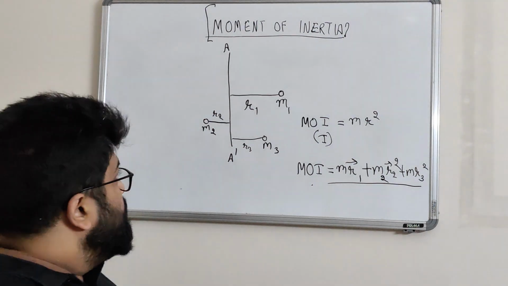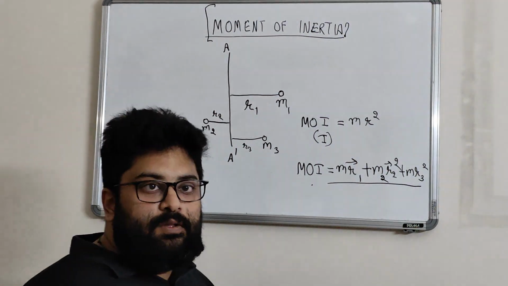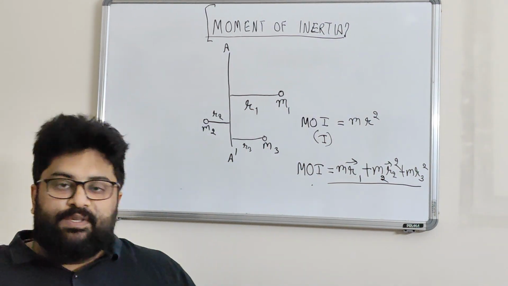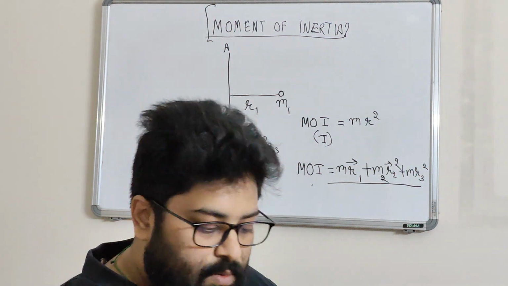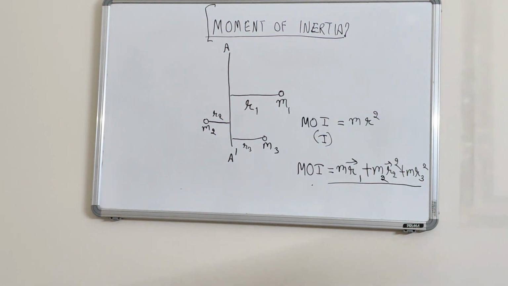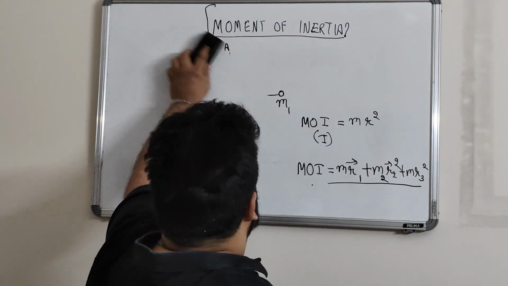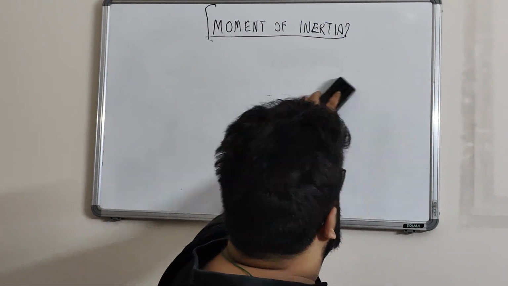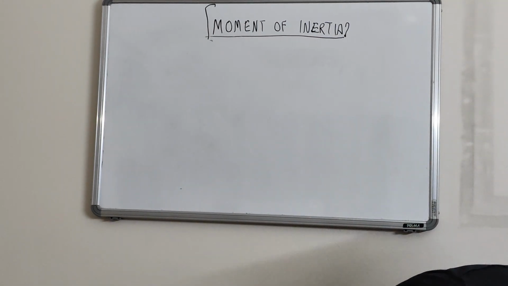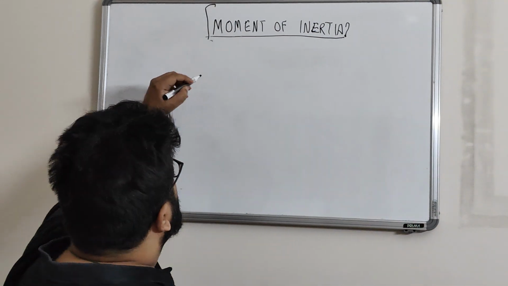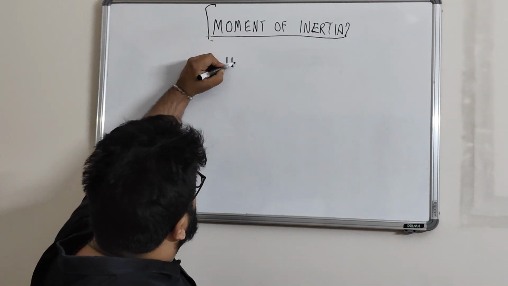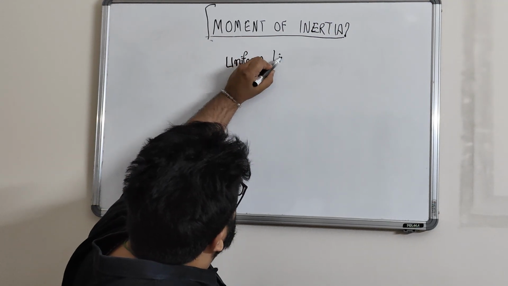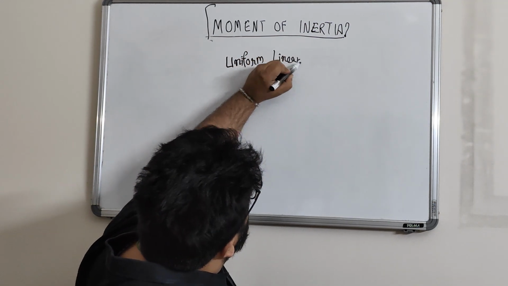Now as you can see, moment of inertia also follows the principle of superposition. You can see in that, right? So this was the formula for the system. Now we have different kinds of bodies when we talk about moment of inertia in this competitive exam, right? The first one being uniform linear rod.